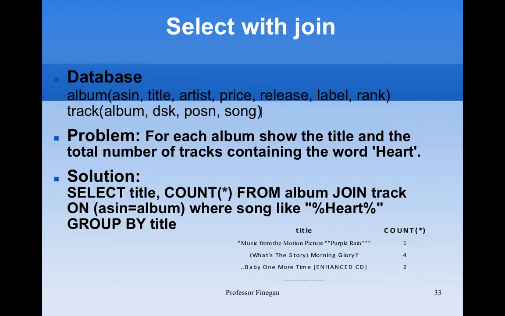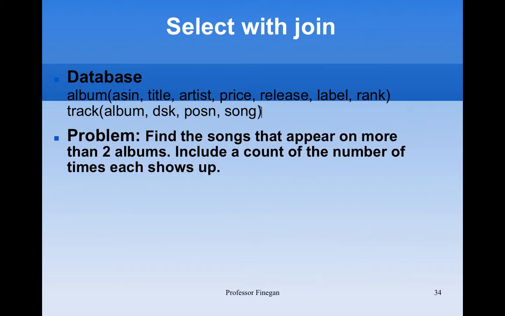And that percent sign is basically ensuring that whatever is at the beginning and the end of it contains in its entirety the heart expression, and then it's going to be grouping by title. So this is going to show that for the movie Purple Rain, there is one song containing the word heart. For the movie What's the Story, Morning Glory, and so on.